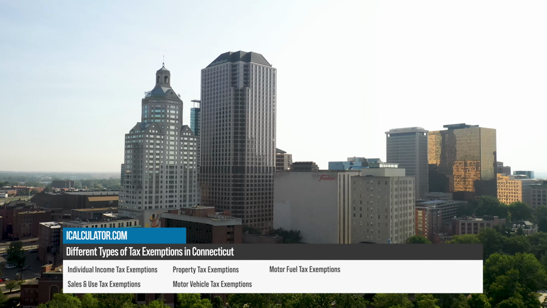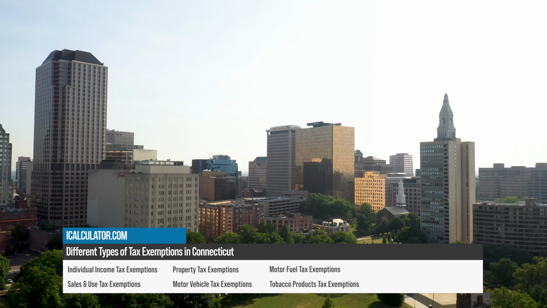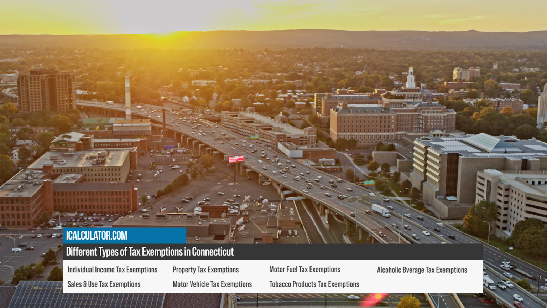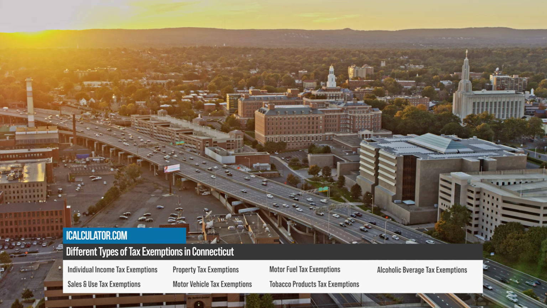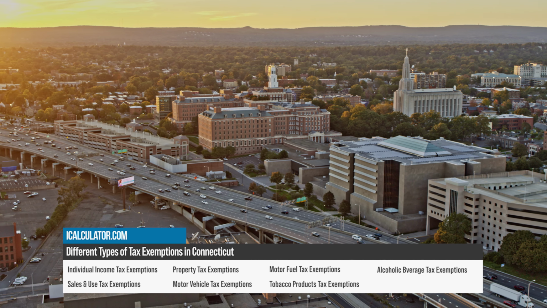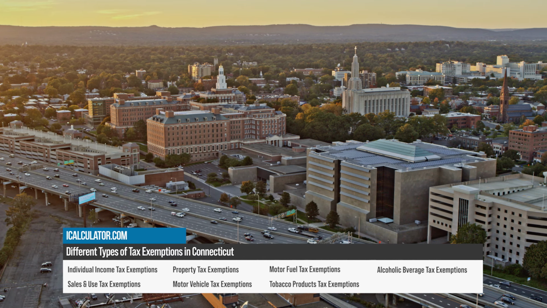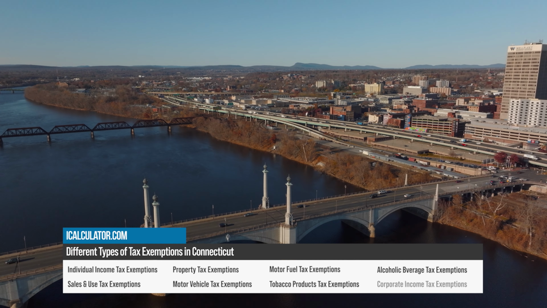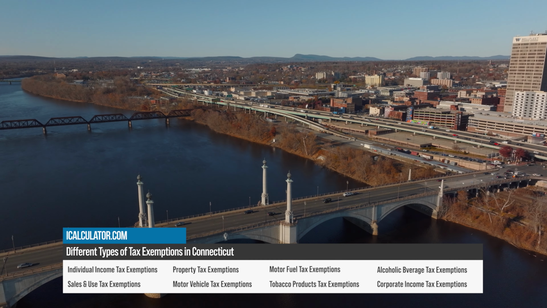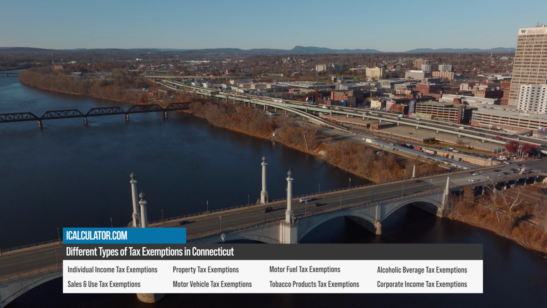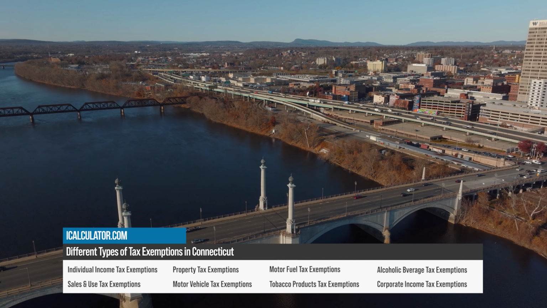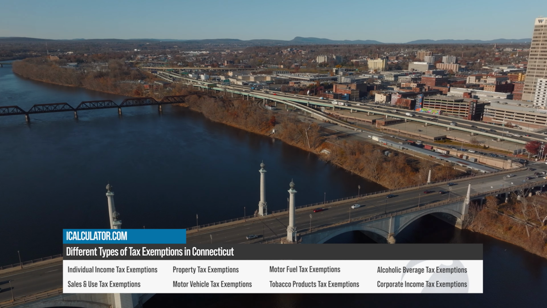Tobacco products tax exemptions. Exemptions include sales to the U.S. government and sales for export outside the state. Alcoholic beverage tax exemptions. Exemptions include sales to the U.S. government, sales for export outside the state, and certain sales to non-profit organizations. Corporate income tax exemptions. Exemptions include certain types of non-profit organizations and specific business activities, such as the sale of agricultural products by the producer.